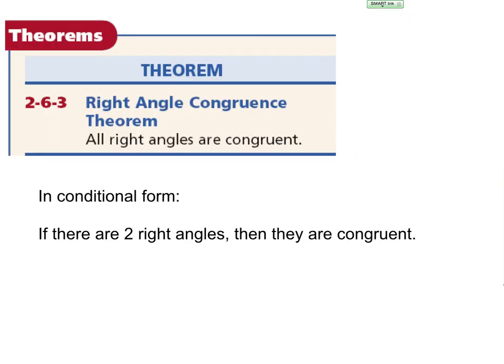Okay, right angle congruence theorem. This one's really easy. All right angles are congruent. Now to figure out the hypothesis and conclusion, I wrote what I thought a conditional, an if-then form would be. If there are two right angles, you could have more, but I just went with two. If there are two right angles, then they are congruent.